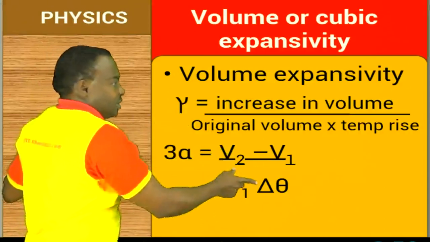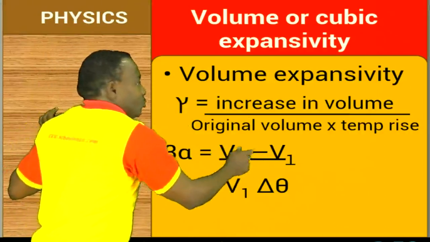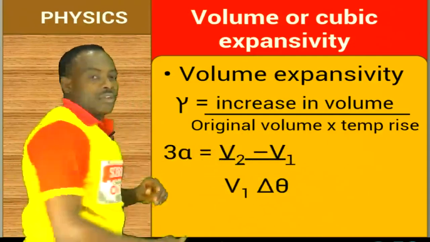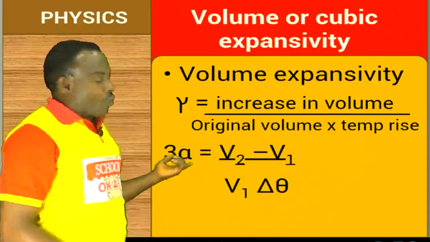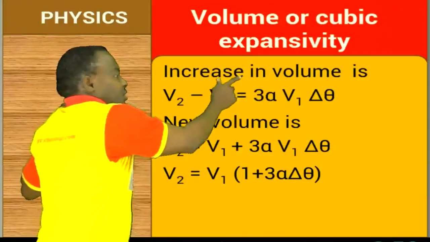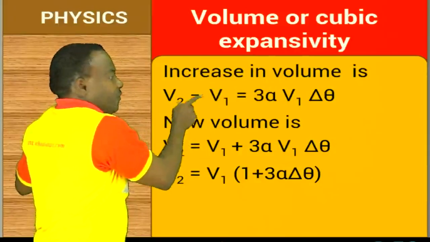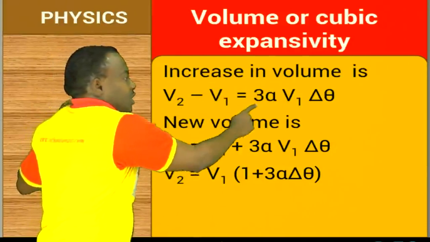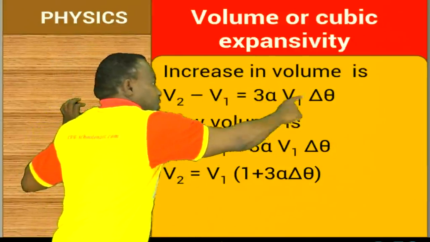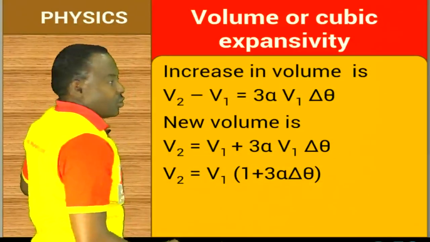The gamma, which is the volume expansivity, which is new volume minus initial volume all over initial volume times rise in temperature. This is the formula. If you work this one out, what are we going to have? If you want to calculate the increase in volume, final volume minus initial volume equals 3 times linear expansivity times initial volume times change in temperature, or rise in temperature.